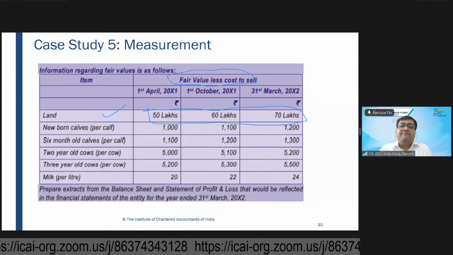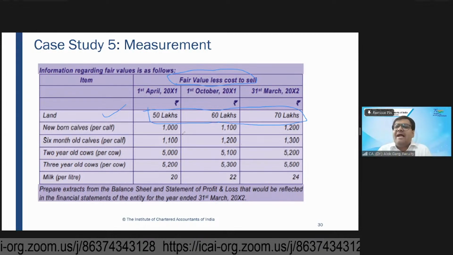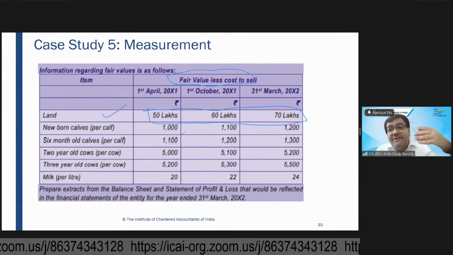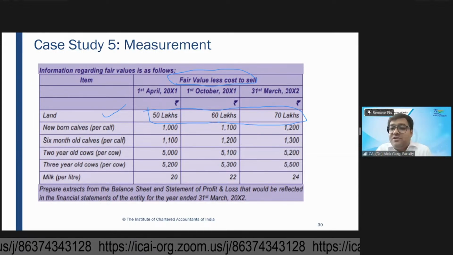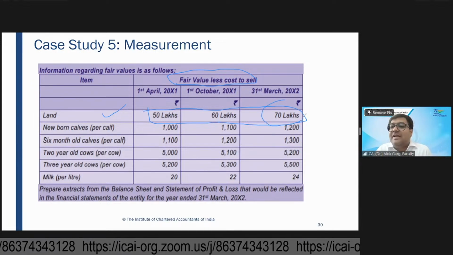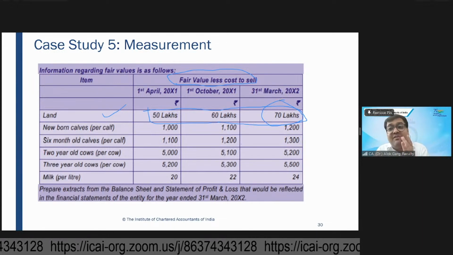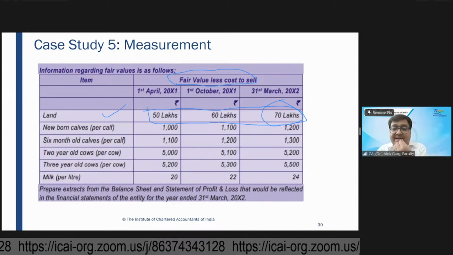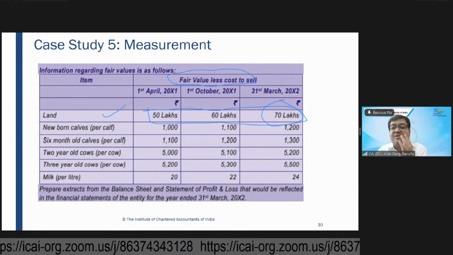Yes or no? Not from Ind AS 41 perspective. And this land is Ind AS 16, so not from Ind AS 16 perspective either. But yes, from the impairment perspective, it is relevant. Let's say on 31st March 20x2, if the fair value less cost to sell has become only 40 lakhs, although we have purchased at 50 lakhs, it means there is an impairment. So it is important from Ind AS 36 perspective, right? It is not important from Ind AS 16 or 41 perspective, probably.